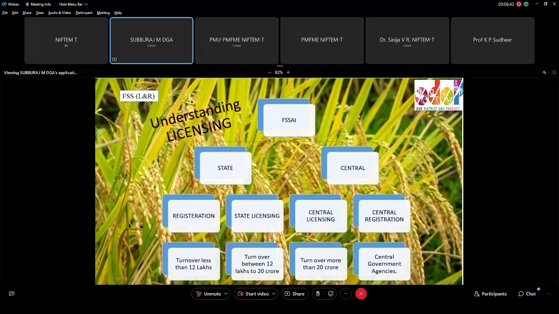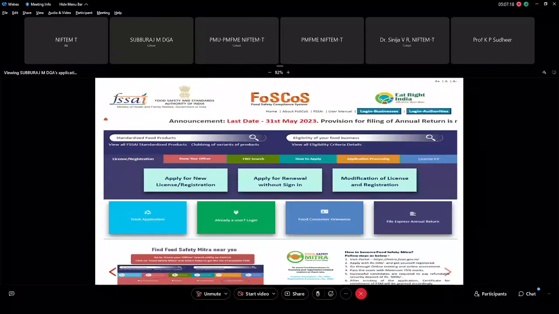I already told you that there are two licensing systems, state and central, based on capacity as well as turnover. If less than 12 lakhs, then it is a state registration, just 100 rupees. If it is 12 lakhs to 20 crore, it is a state license, 2,000 to 4,500. If it is more than 20 crore, then you have to apply for a central license. There is a 7,500 rupees fee. Okay, so this is the FSSAI license application area.